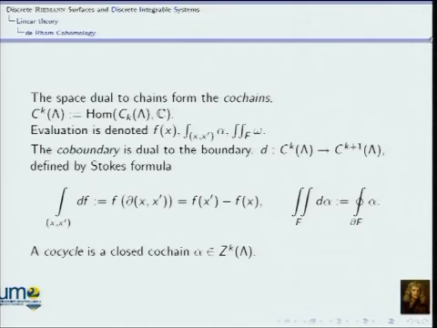The dual of the boundary is called the coboundary, and that goes up the cochains, and it's defined by the Stokes formula. That is to say, if f is a function, df is a one form, simply the difference of values of the function. If alpha is a one form, d alpha is a two form. That is to say, it takes values on the faces, and it's simply defined as the circulation of the one form around the face. These are very standard notations.